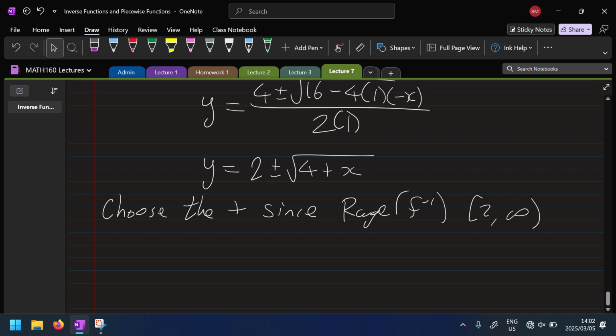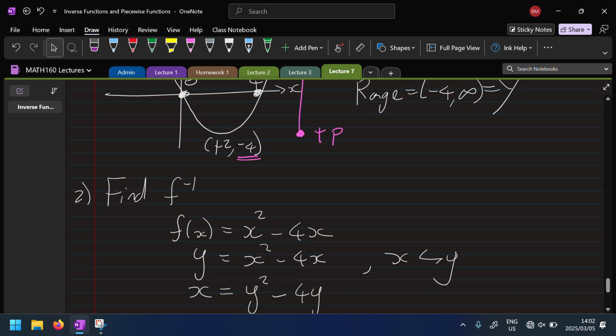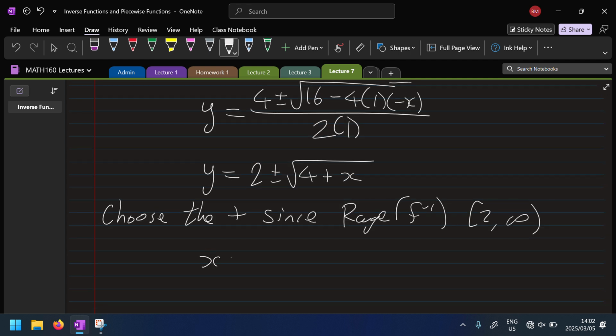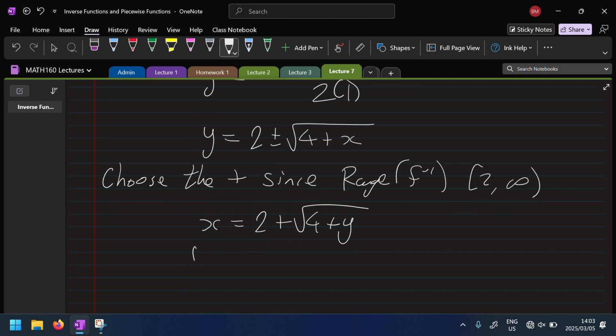And then finally, the last step. Remember at the beginning, we swapped x and y. Now we can't just leave them swapped, we swap them back. So we're going to swap them back. We get x is equal to 2 plus the root of 4 plus y. Okay, you can't just swap them and not swap them back. Swapping them, you're changing stuff. We need to swap them back. But x, that is f inverse of y.